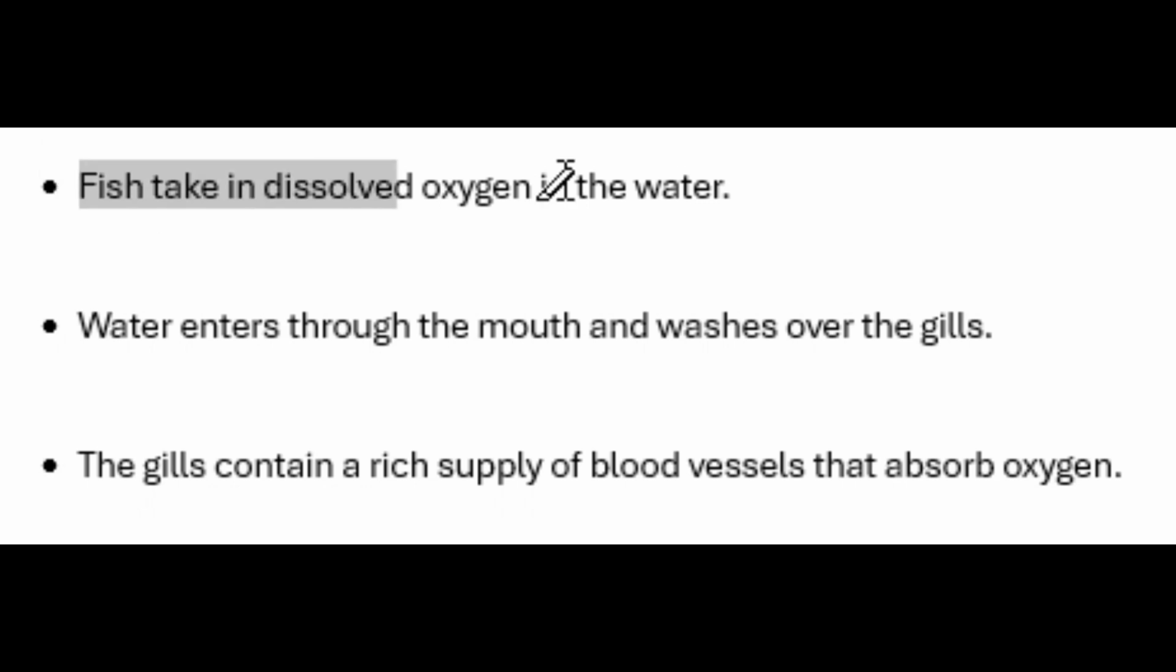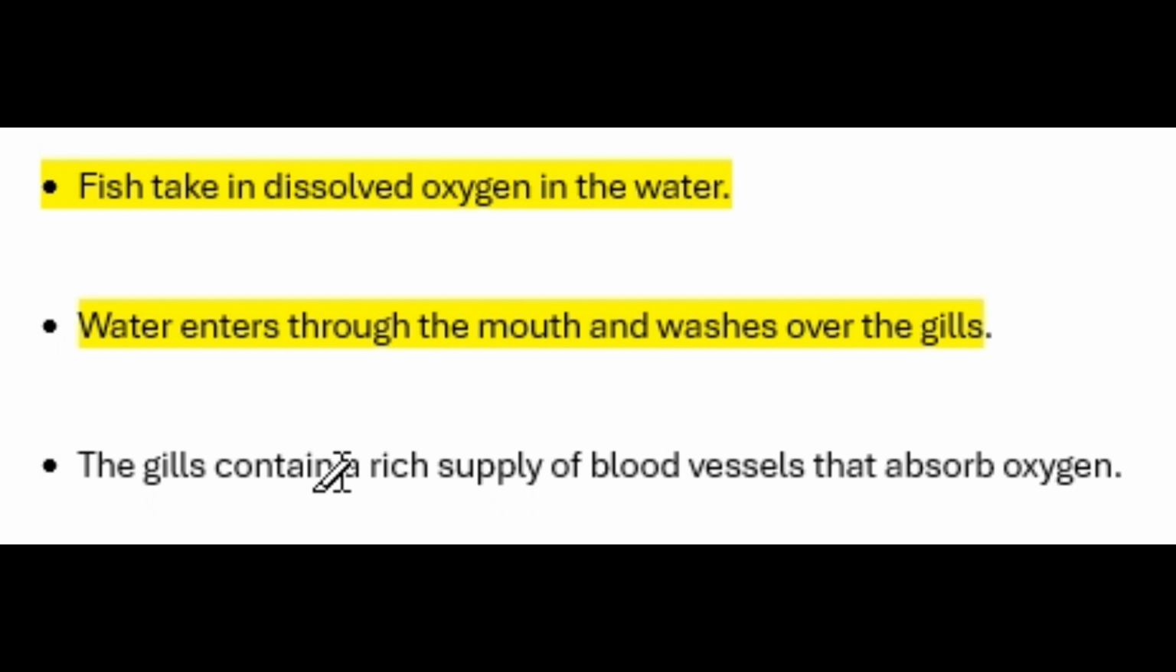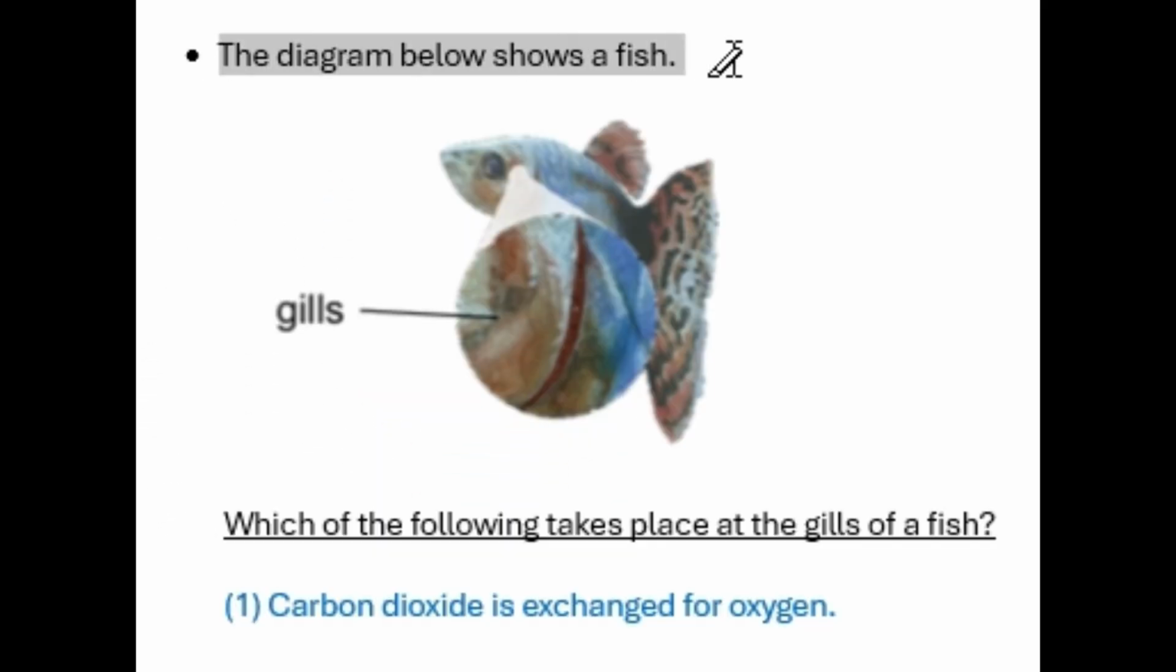Fish take in dissolved oxygen in the water. Water enters through the mouth and washes over the gills. The gills contain a rich supply of blood vessels that absorb oxygen. The diagram below shows a fish. Which of the following takes place at the gills of a fish? 1. Carbon dioxide is exchanged for oxygen.